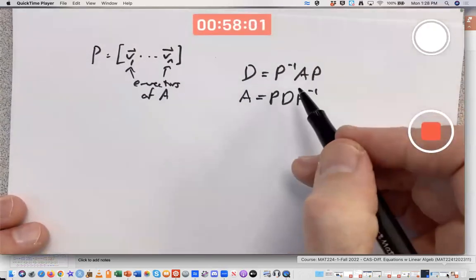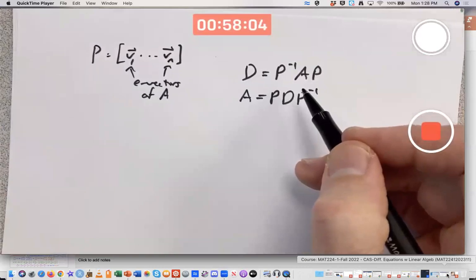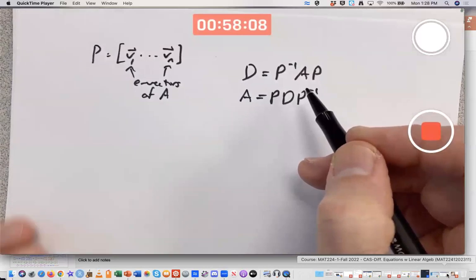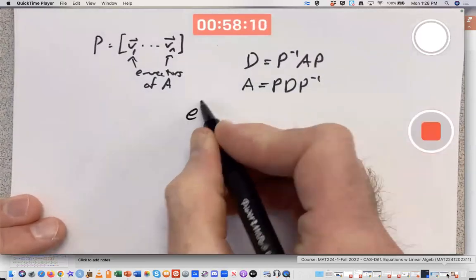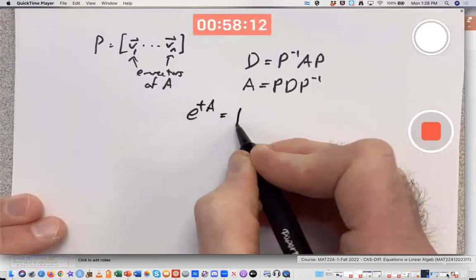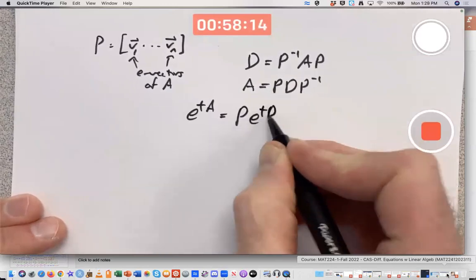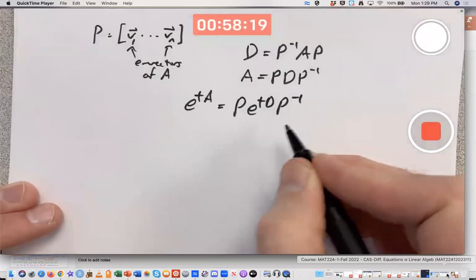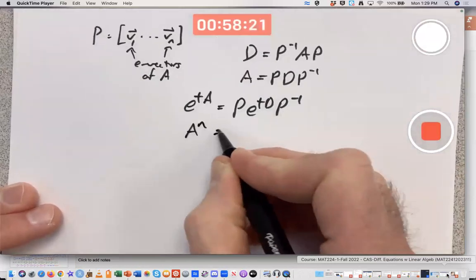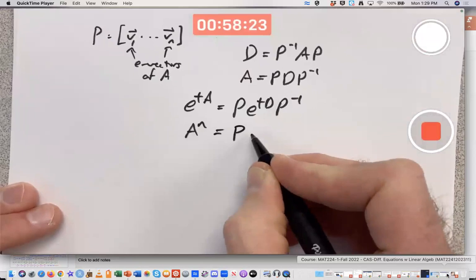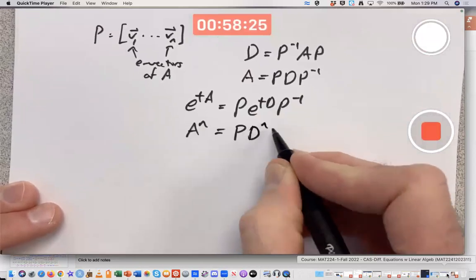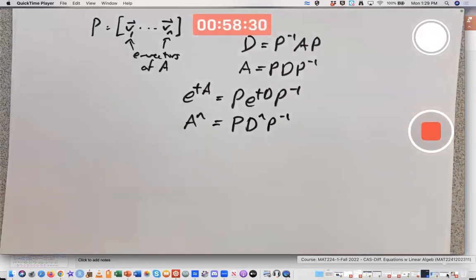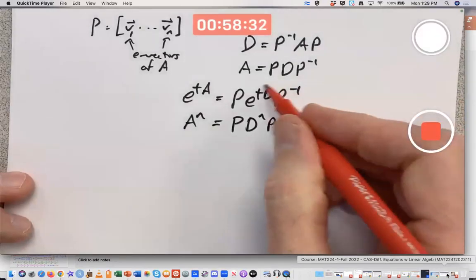Why do we do this? Because it helps us solve problems. It's a very, very powerful problem-solving tool. What I emphasized last Monday is that to find the matrix exponential, e to the tA, you can do P, e to the tD times P inverse. That's useful for differential equations. It's also useful for difference equations: A to the n power is P times D to the n power times P inverse. E to the tD and D to the n power are easy to figure out when D is diagonal.